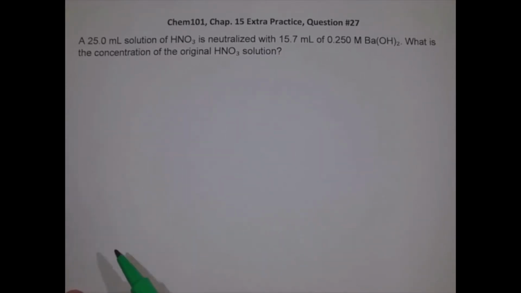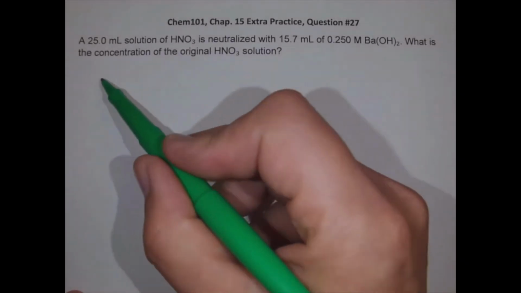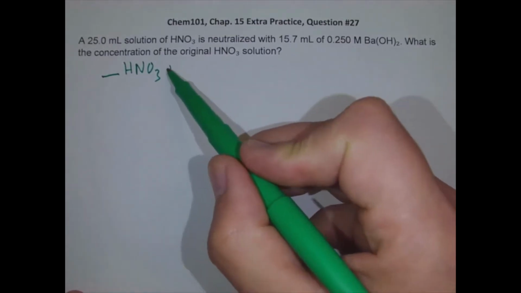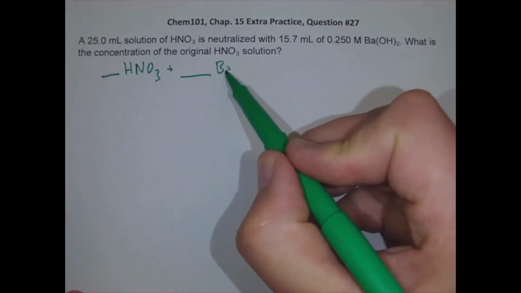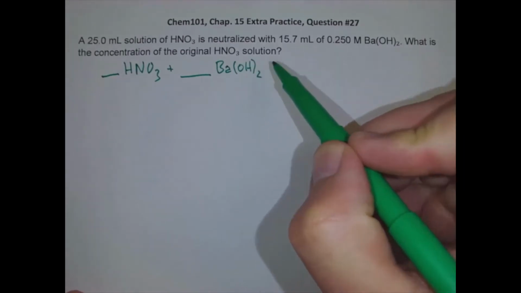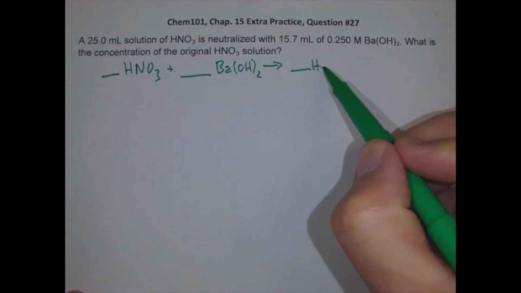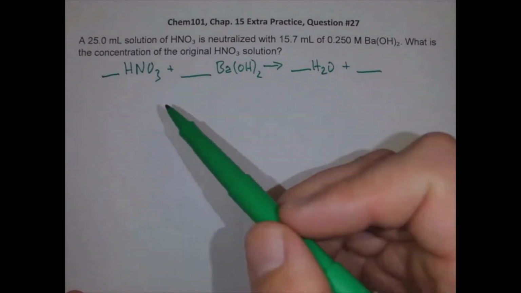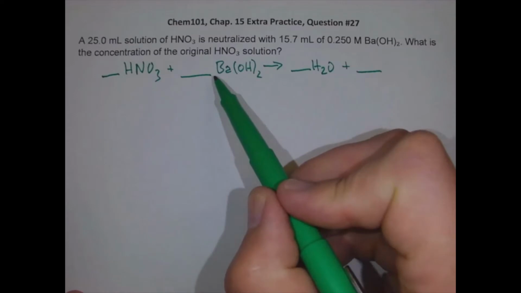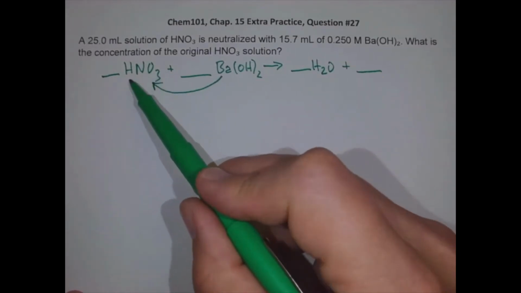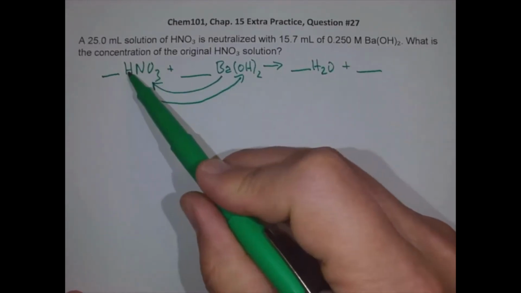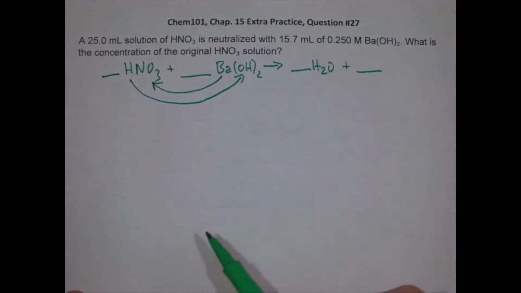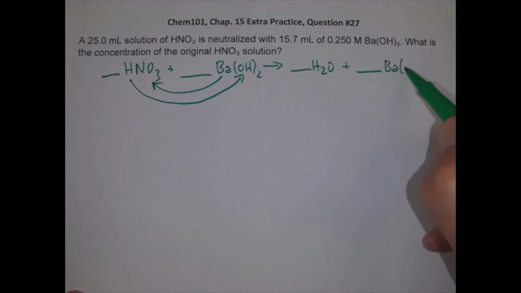But the best way to start this calculation is really with a balanced chemical reaction. So I know that I'm going to have nitric acid, and it's going to react with barium hydroxide, and it's going to form water, and it's going to form a salt. And the salt comes from the double displacement reaction. So the positive ion switches anions, okay? So the hydrogen, the H+, is going to take on the OH, and that's where we get the water. And so the barium is going to take on the nitrate, and so we would get barium nitrate.